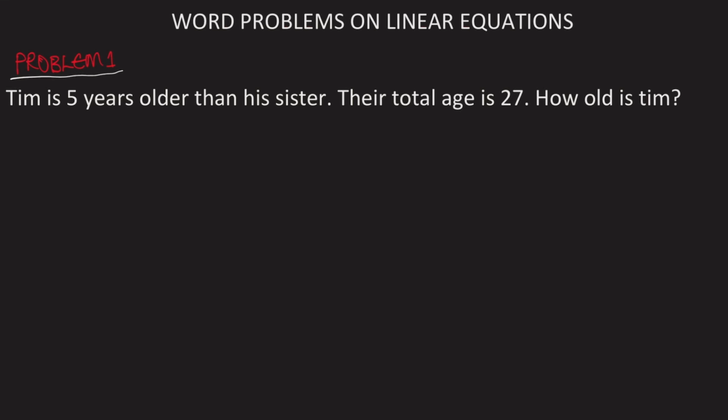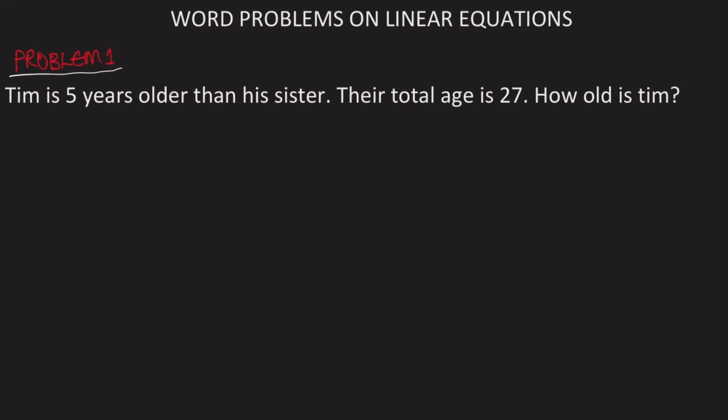So for this question, they said Tim is 5 years older than his sister. Their total age is 27. How old is Tim? So Tim is the unknown. So let's name the unknown a letter. Let's call it x. So let Tim's age equal x.